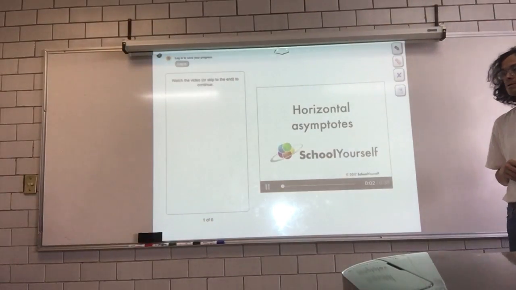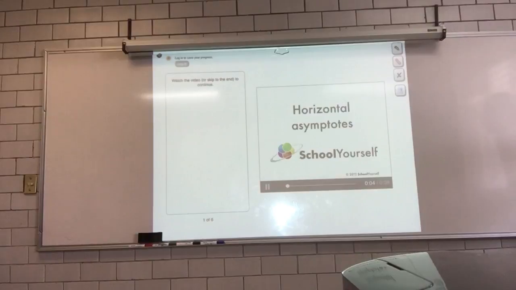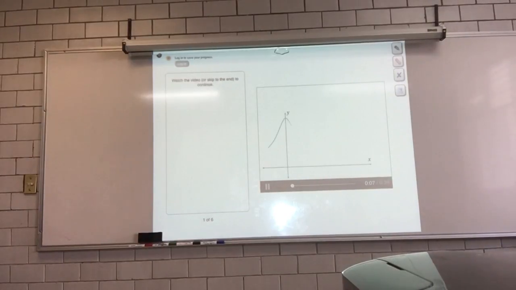Here we'll discuss horizontal asymptotes and limits that go off to infinity. First, let's look at this function f of x here. As x gets very large, this function gets closer and closer to the line y equals 2 in orange here. When a function continues to get closer and closer to a line like this, we say that the line is an asymptote of the function. This is a horizontal asymptote because it's a horizontal line that the function is approaching. But asymptotes can also be vertical or diagonal. Which of the following functions has a horizontal asymptote?